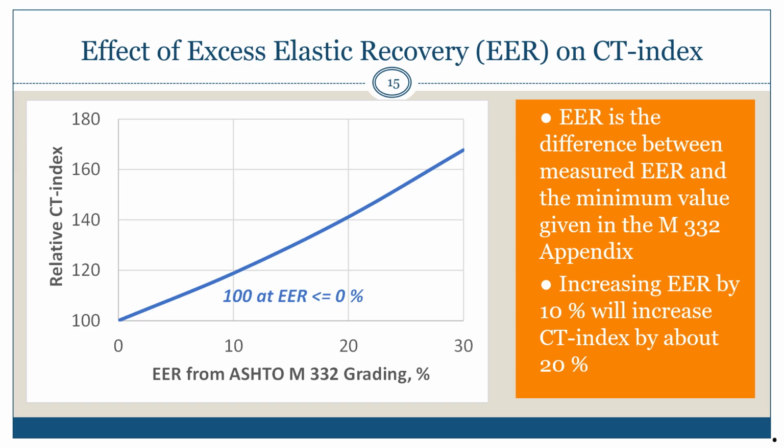So what is the effect of changing excess elastic recovery on the CT index? Well, that's what we've shown here on this plot. And it is a strong effect. If you increase excess elastic recovery by 10%, your relative CT index is going to go up by about 20%. So this is a pretty strong effect. So if you want to increase your CT index, one of the ways you can do this is by looking for a polymer modified binder that has higher excess elastic recovery.